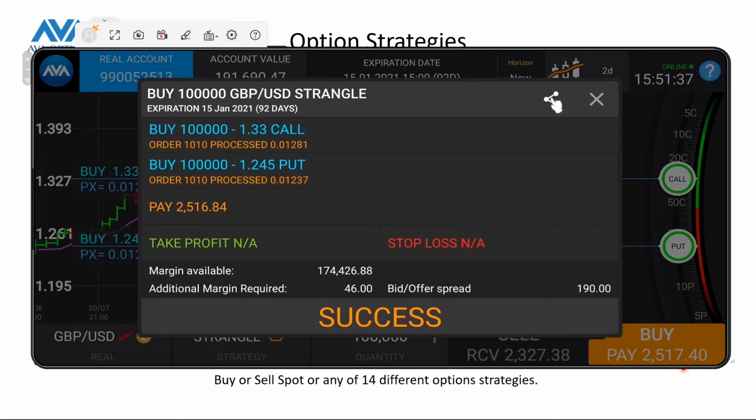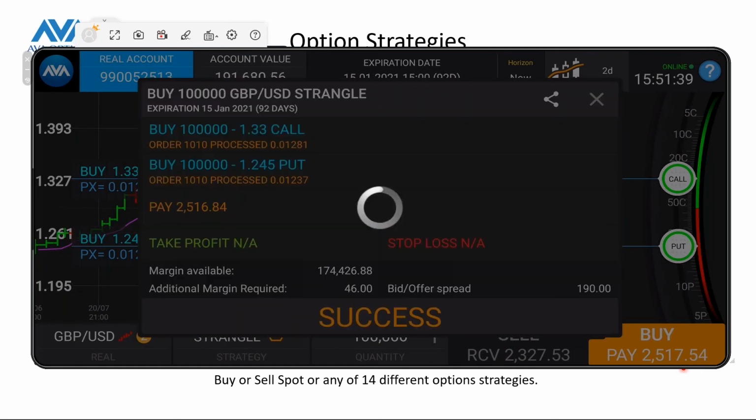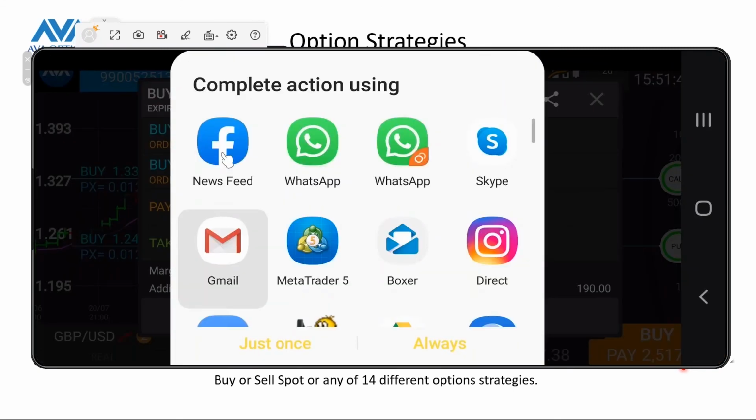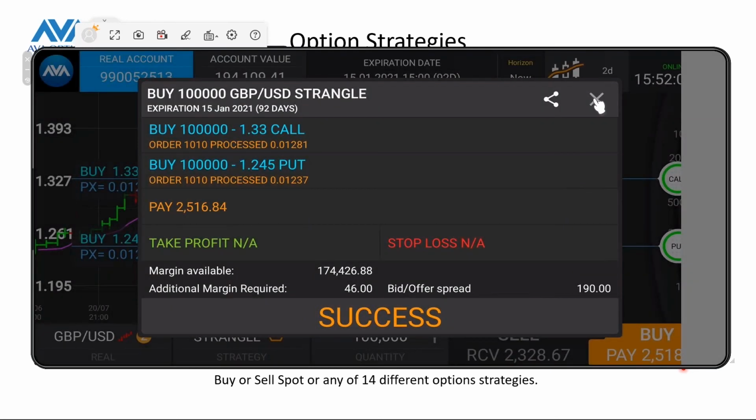If you like this trade, you can click share and you'll get the standard Android sharing screen, and you can share it with your friends using WhatsApp, your Gmail, whatever you like, right? When you do that, you're going to get a link that you can share to your friends, and then they'll be able to follow and do the same kind of trade. But let's get rid of that. And let's see this trade. We bought a 133 call and a 124.50 put.